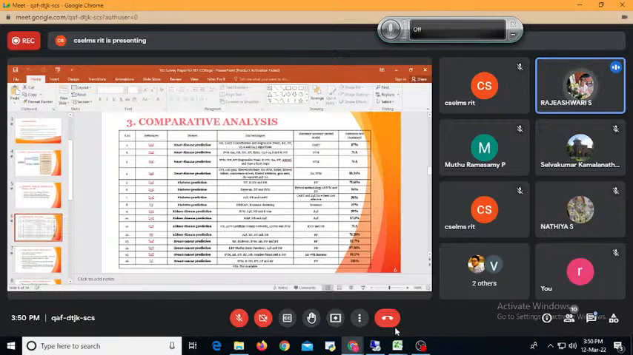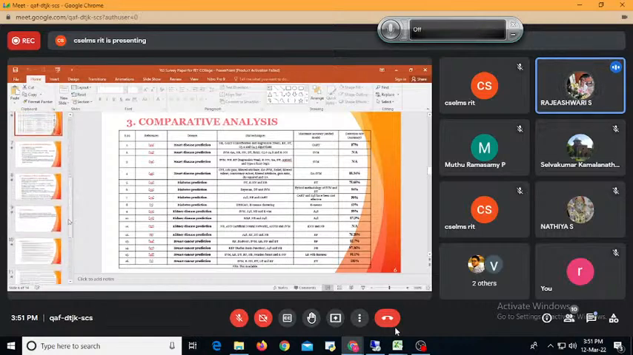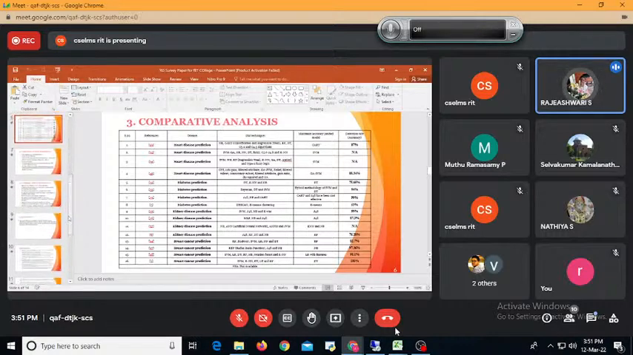Next one is diabetes prediction. When compared with diabetes prediction, CART and J48 have been cost effective with 99% accuracy. This detection rate has been higher, and hence it could be possible for the doctor to make efficient decisions. Next one is predicting kidney disease. Here J48 shows a 99% accuracy rate.